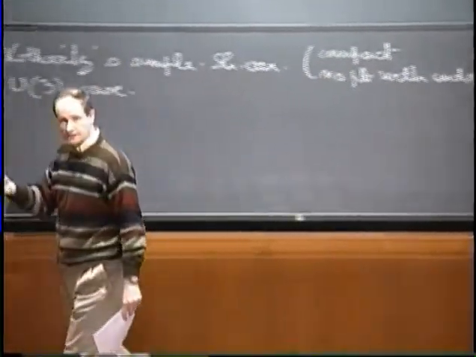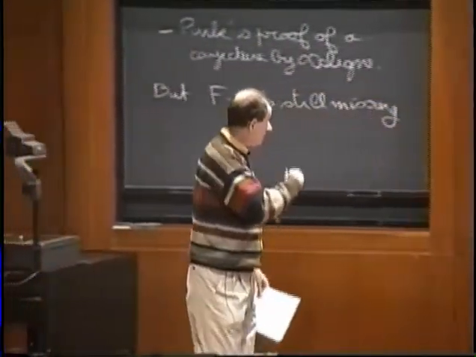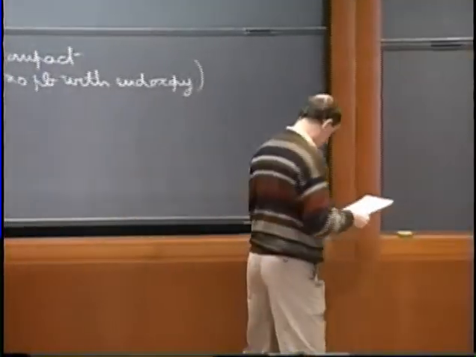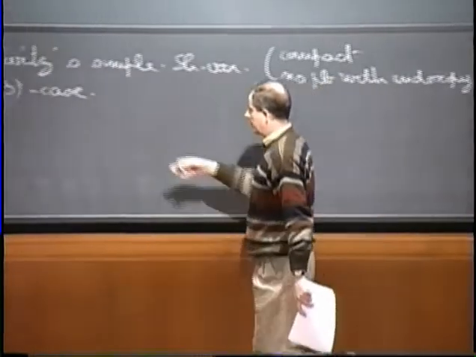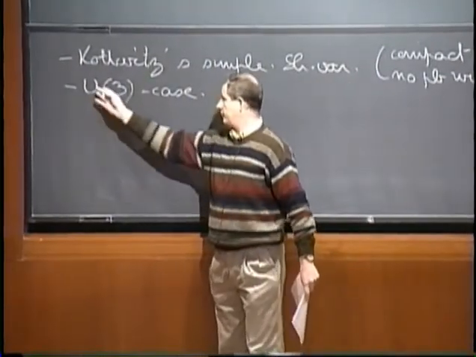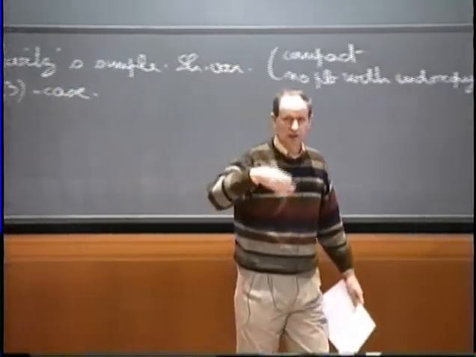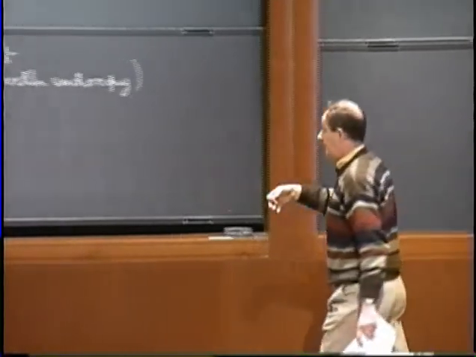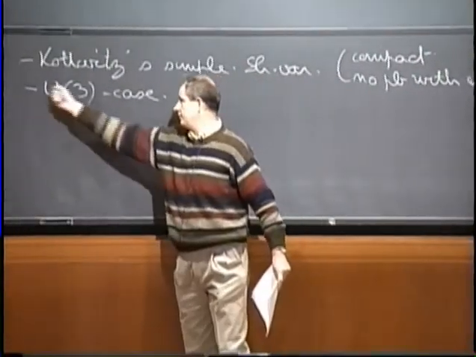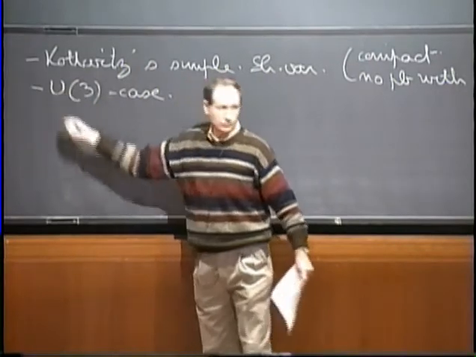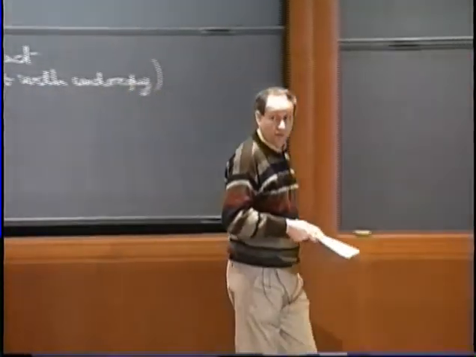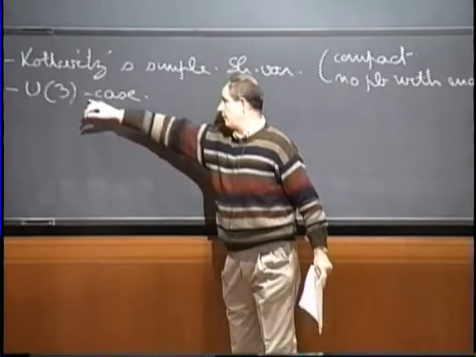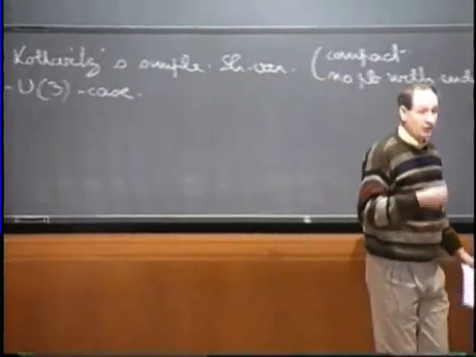So in the U3 case, you have both problems: there is endoscopy, and the varieties are not compact in general. But this case is favorable because all the groups which are related to U3, endoscopic groups, Levi subgroups, and so on, are all unitary groups of lower rank. So you have U2, U1, or forms of that. It's a favorable case from this point of view, and it's also favorable because the fundamental lemma can be done by hand.